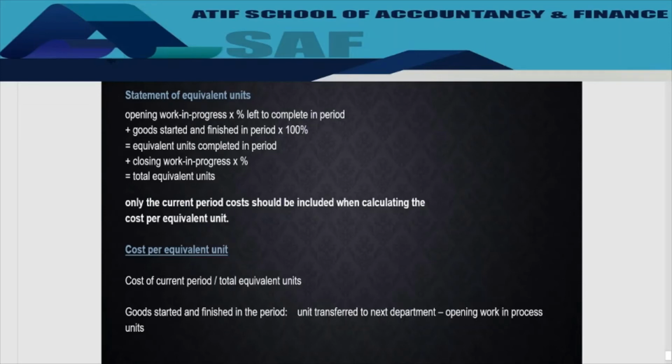How to calculate the goods started and finished in the period? It is quite simple. Units transferred to the next department minus opening work in progress units.